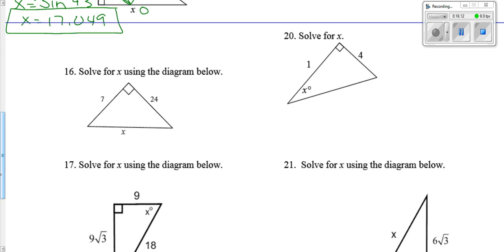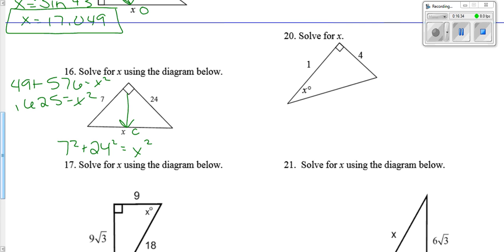16 is Pythagorean theorem. X is c, so 7 squared plus 24 squared equals x squared. When we do this math, we get 49 plus 576 equals x squared. So x squared is 625. Square root both sides, we get 25 equals x.